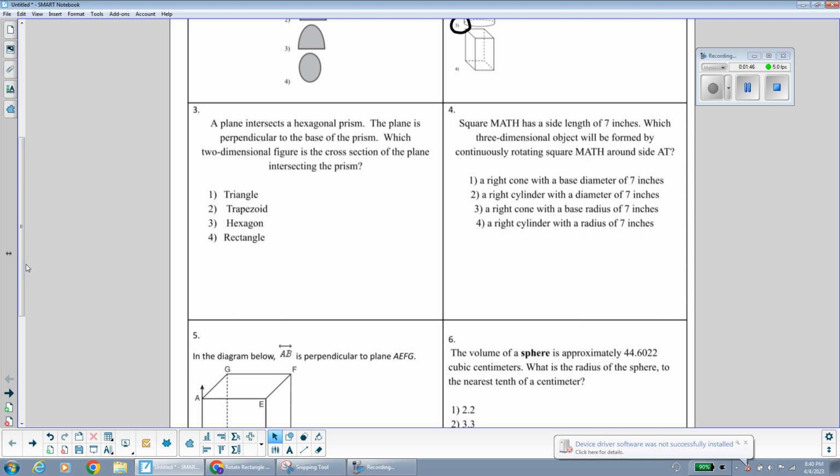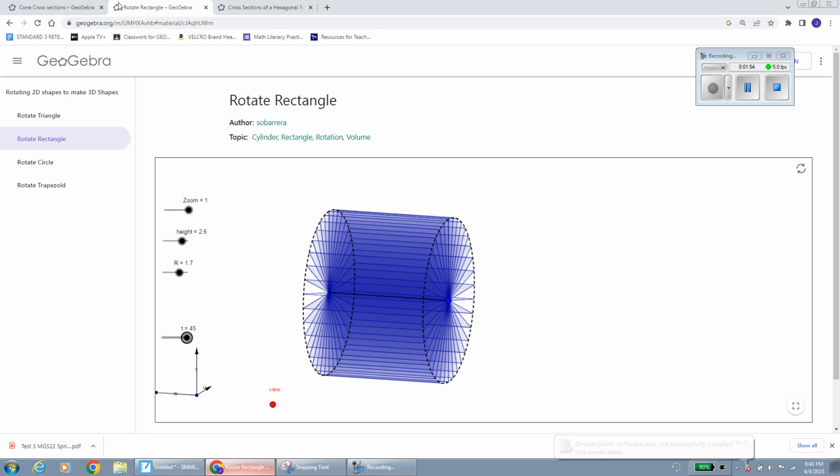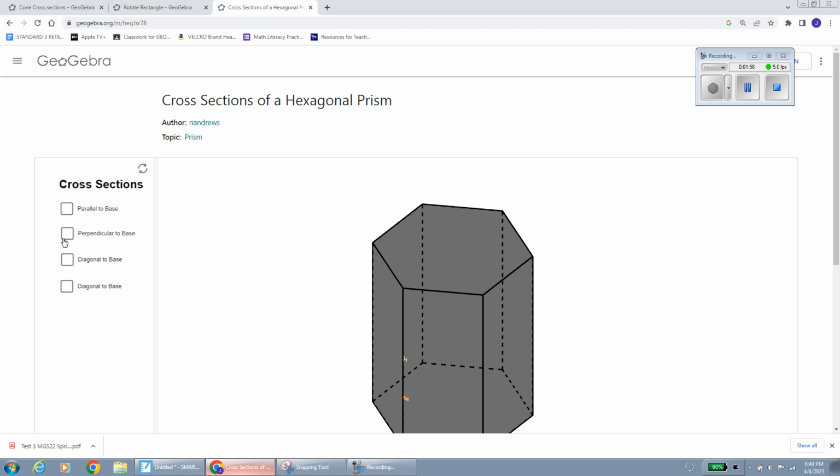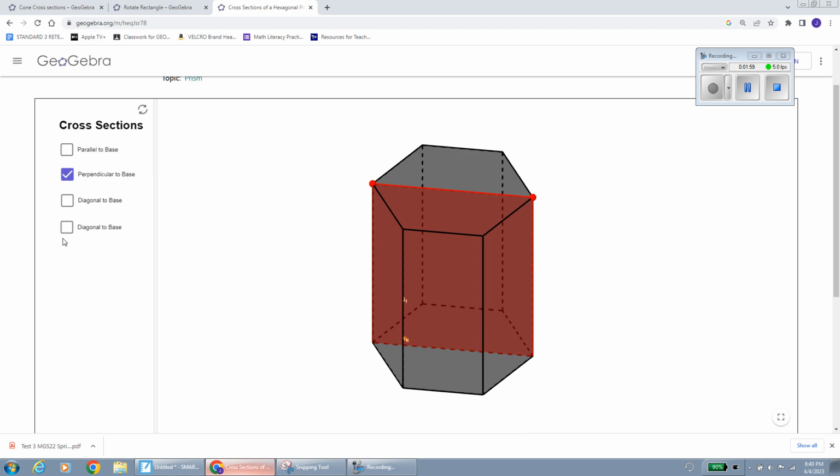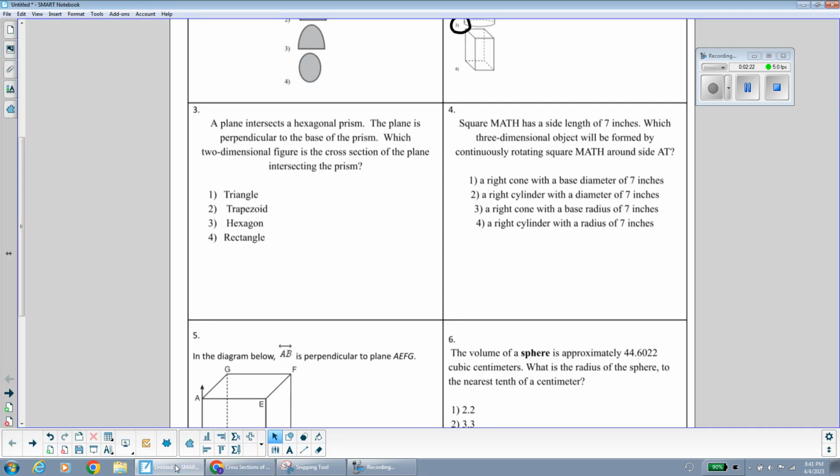Moving along, we have a hexagonal prism and we're intersecting it perpendicular to the base. So here's my hexagonal prism and here's a visual of perpendicular to the base. It's like a rectangle or a square. Parallel to the base, which is horizontally, that would be a hexagon, which a lot of you chose. But perpendicular to the base is the same as the faces, not the bases, because you're slicing it vertically. So that would be answer choice number 4.